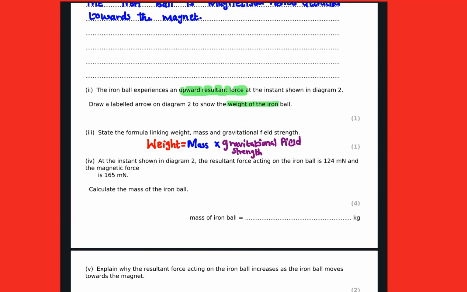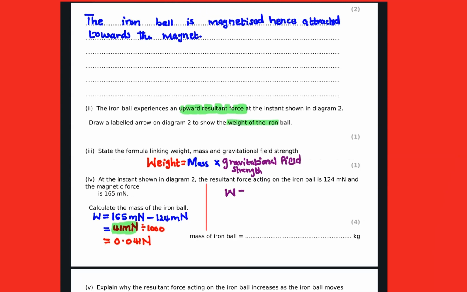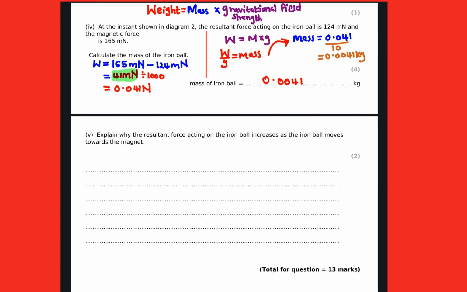We are given 165 millinewtons. So weight is going to be that difference, which we divide by 1000. But remember, weight equals mass times gravity, and then mass is going to be equal to weight divided by gravity. We substitute that formula into that, and then we are going to get our answer. That's what you are supposed to do. And the main reason why that happens is that the magnetic force increases, whereas the weight remains constant.